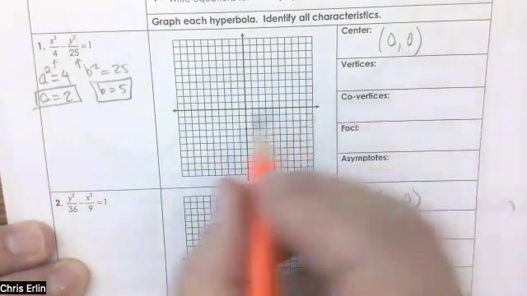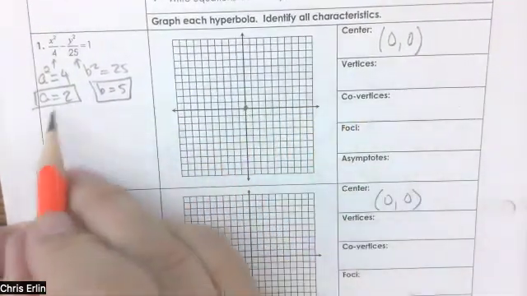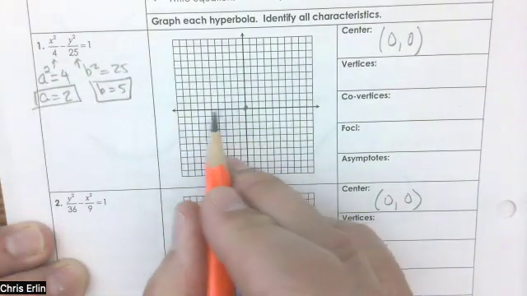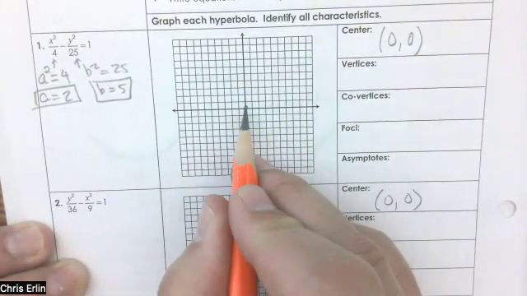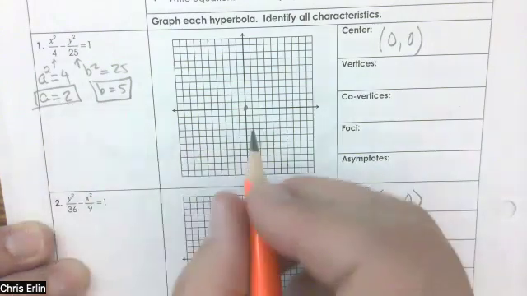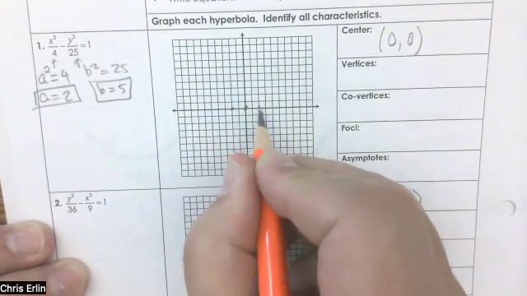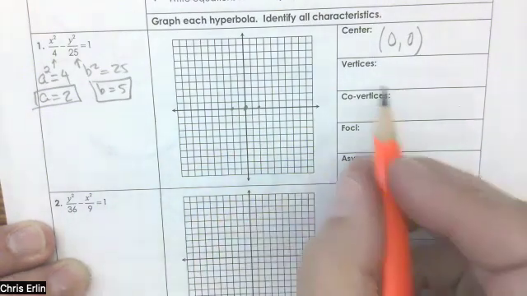Now, I'm going to plot the center, 0, 0. And since a is under x, I'm going to go horizontally from the center point, 2 units right and 2 units left. And I'm just going to put little dots there for a second. Those are called my vertices.